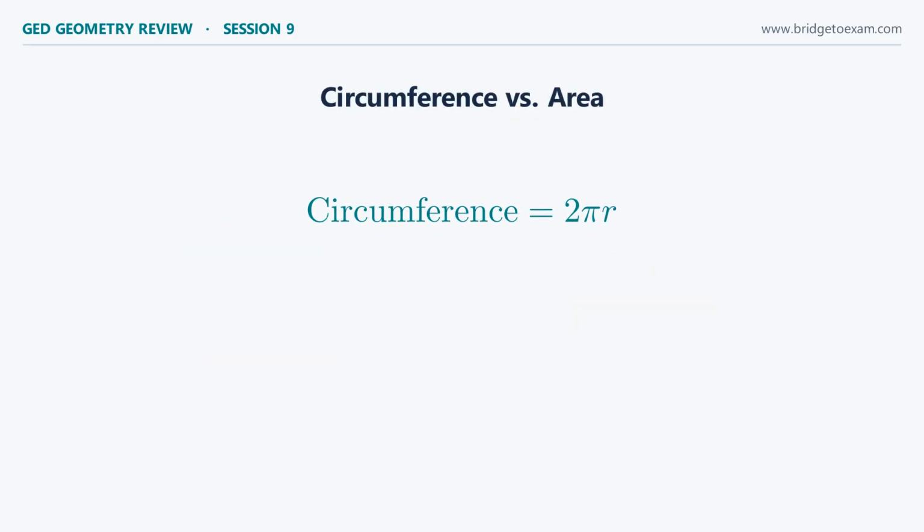Be careful not to confuse circumference with area. Circumference has no squared radius. If you see r squared, that is area. Circumference is a single trip around the edge.